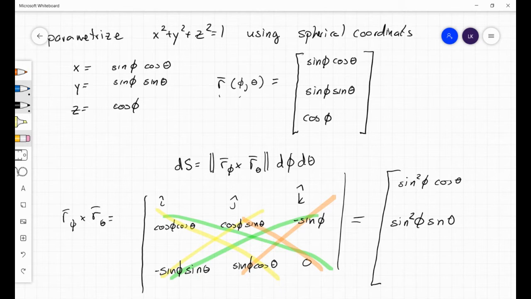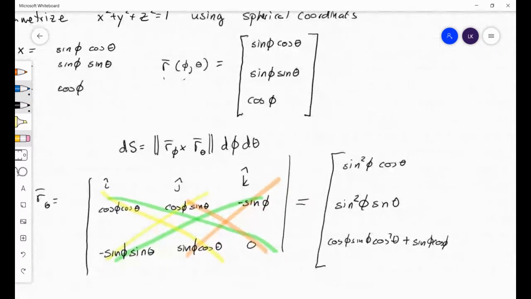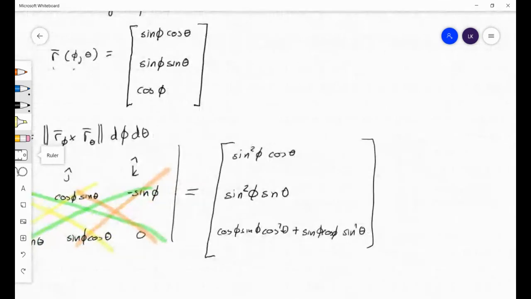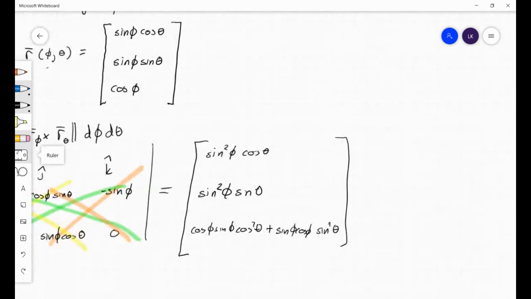So let's be careful here. So that's cosine phi sine phi cosine squared of theta minus a negative, so plus sine phi cosine phi times sine squared of theta. So then this gives us, using the Pythagorean trig identity, you can factor out a cosine phi sine phi.